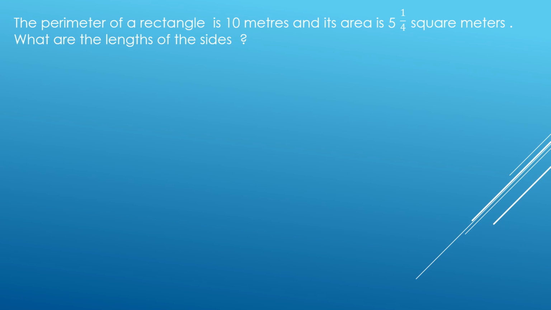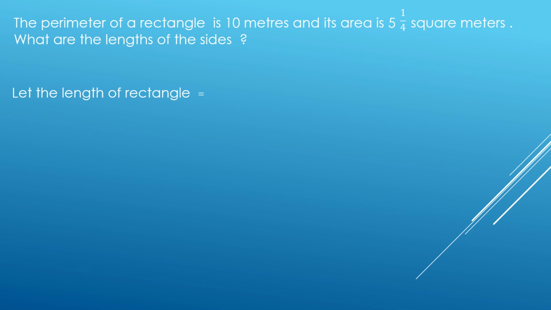The perimeter of a rectangle is 10 meters and its area is 5 1 by 4 square meters. What are the lengths of the sides? Read the question and tell me what you have to find out. Okay, perimeter of a rectangle is given as 10 meter. Area is 5 1 by 4 square meter. And we have to find the length of side. That is length and breadth, isn't it? So, tell me the first step.